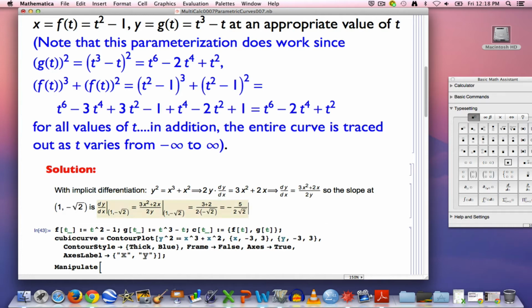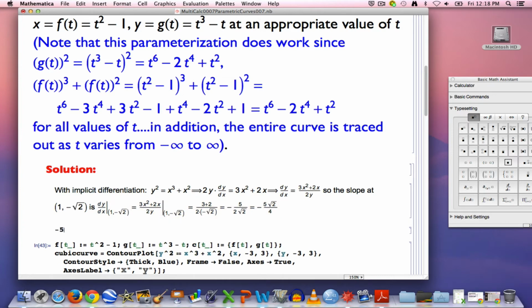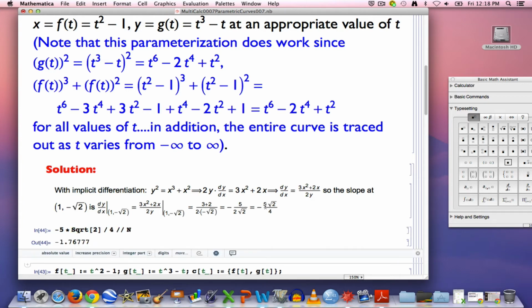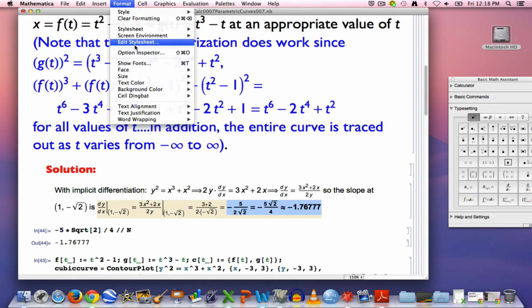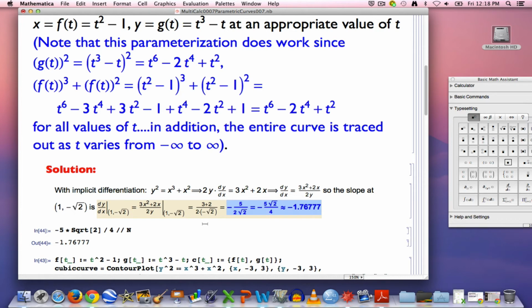If you like, you can rationalize the denominator, though I don't require that of my students in general. But if you do, by multiplying the top and the bottom by square root of 2, you'll get negative 5 over root 2, negative 5 times root 2 over 4. We can also approximate this with Mathematica, or a calculator. It's about negative 1.76777. Okay, that's our answer. That is the slope. Now let's find it with parameterization.